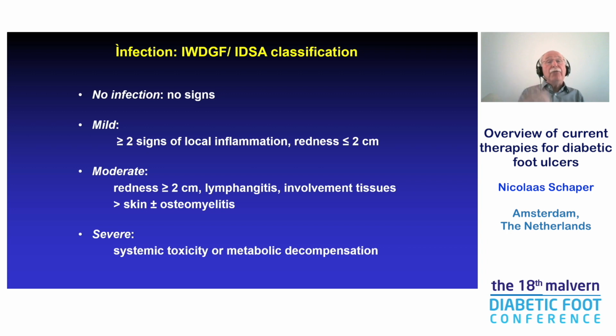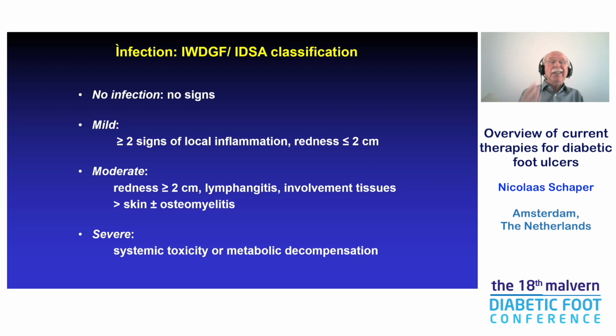And the subsequent treatment of infection depends on the grade of infection. And we use for that the International Working Group classification or the IDSA classification. And we say you have mild infections if there are two or more signs of local inflammation. So it's a local infection. A moderate infection is more extensive redness and involvement of tissues deeper than skin. So we call an osteomyelitis a moderate infection. So we usually say moderate infection with or without osteomyelitis because that affects treatment. And then you have severe infection with the criteria mentioned here.